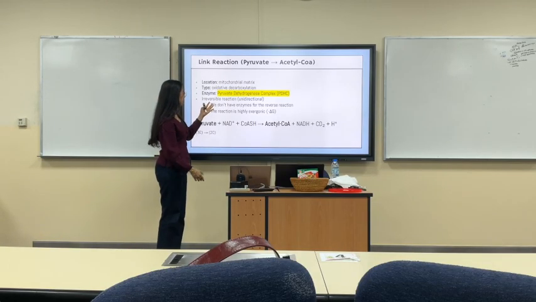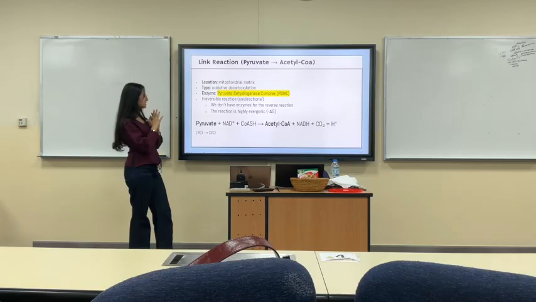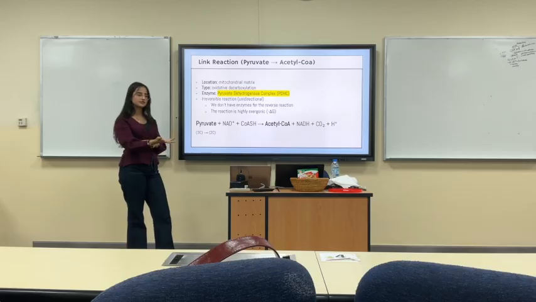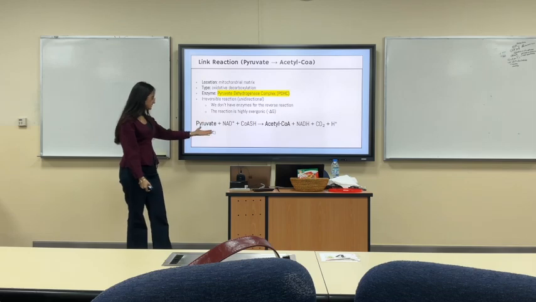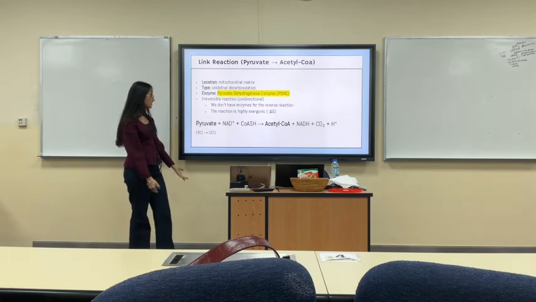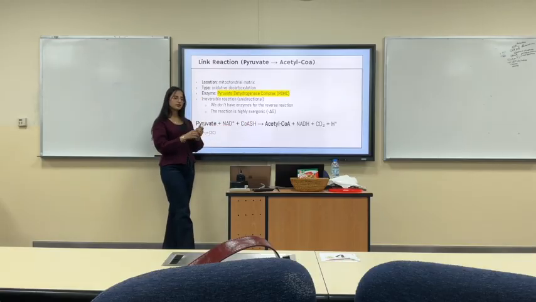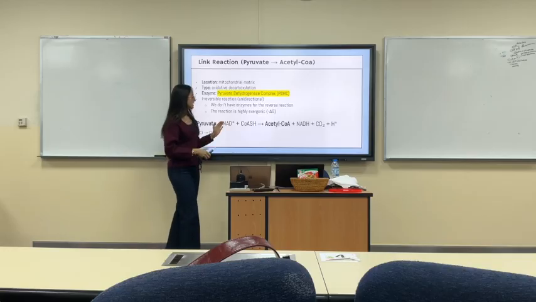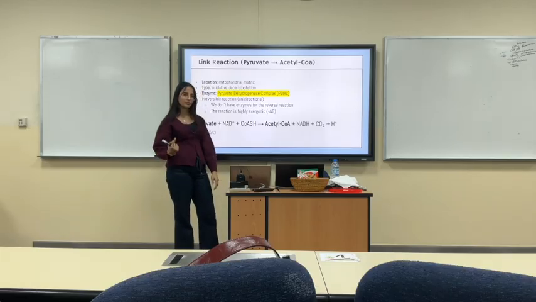This is an irreversible reaction and it goes in only one direction. Why is it irreversible? We don't have the enzymes that facilitate the reverse reaction, and the reaction is highly exergonic, meaning that it releases energy, so the forward reaction is favored. This is the basic equation: pyruvate plus NAD plus coenzyme A. By the way, we write it as coenzyme ASH because it has the thiol group, which isn't carrying an acyl group yet. To produce acetyl-CoA, NADH plus H plus, and 1 carbon dioxide molecule.